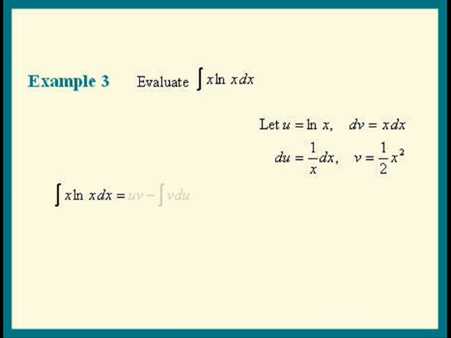So the given integral is now equal to uv minus the integral of v du. uv is 1/2 x squared log x minus the integral of v du. Pull out the 1/2. What do we have? We have 1 over x times x squared, which is just plain x.